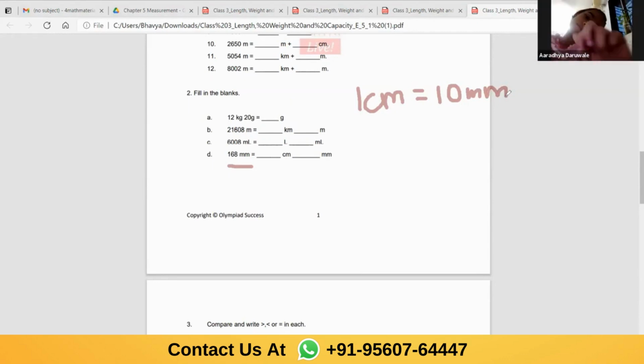Okay, ma'am. mm is millimeter. You remember I told you about the milligram? Yes, ma'am. Similarly, this is millimeter. Okay, ma'am. So please make a note of it, children, and I'll tell you how to do this question as well.